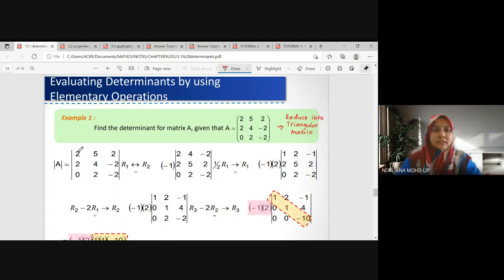First, what do you need to do here? First you need to change this matrix into the determinant. So we have this symbol, the symbol of determinant.